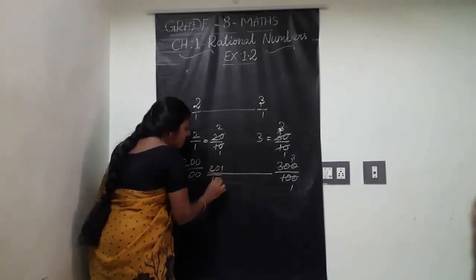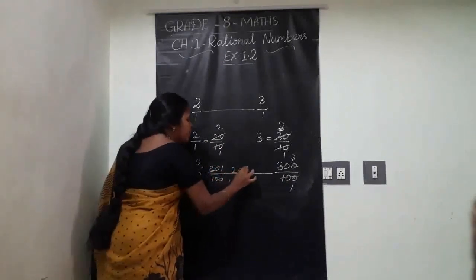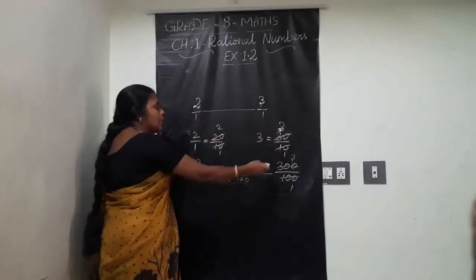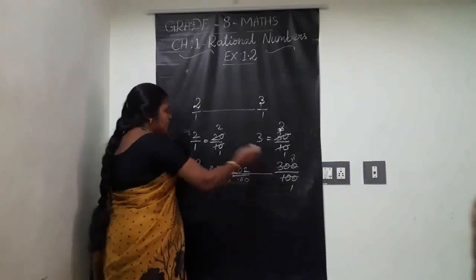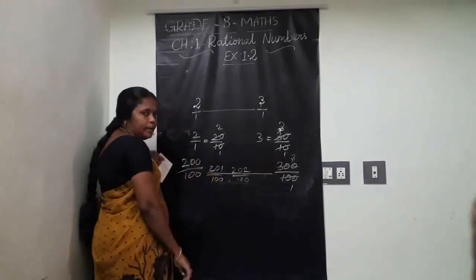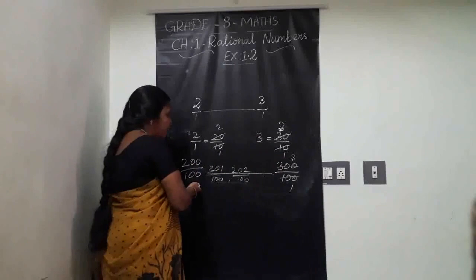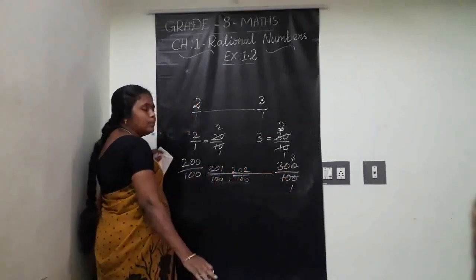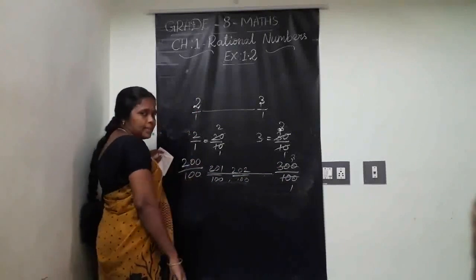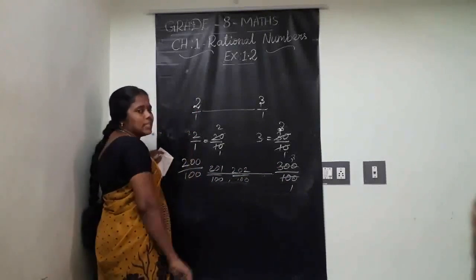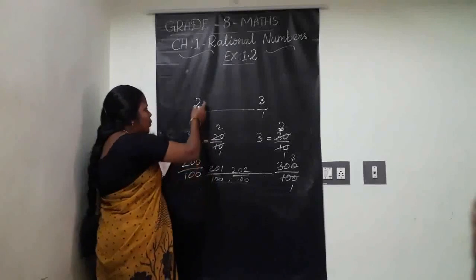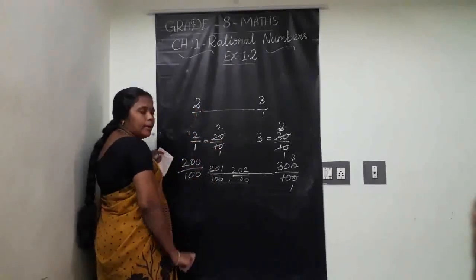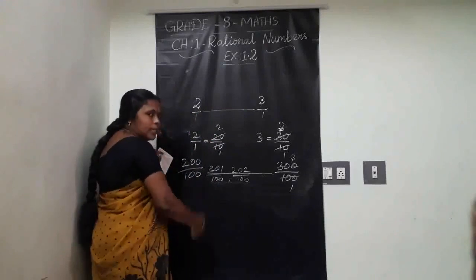201 by 100, 202 by 100, like that, you can go up to 299 by 100, between 200 and 300. Clear children? 200 by 100 to 300 by 100. So like this we can extend the numbers by making equivalent fractions. We are not going to change that value. Clear children? So 2 can be written as 20 by 10, 200 by 100, 2000 by 1000, like that.